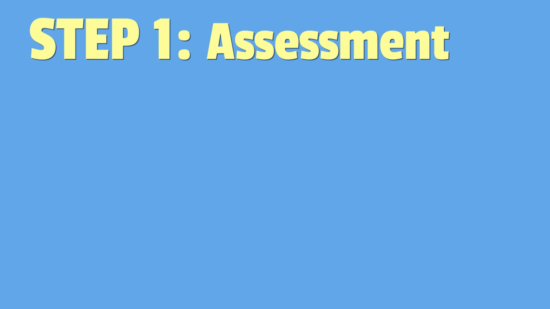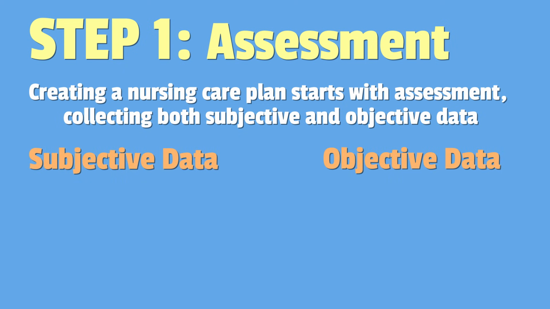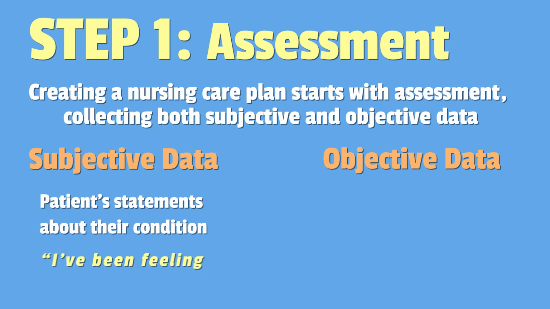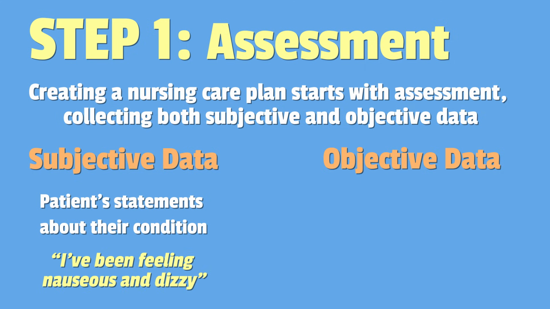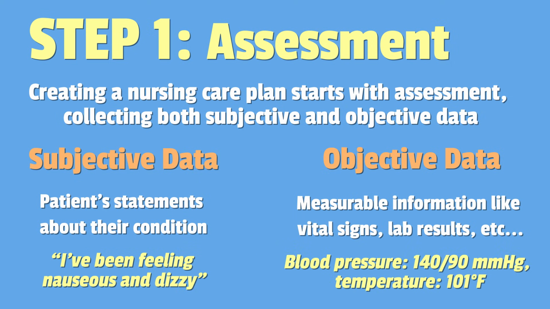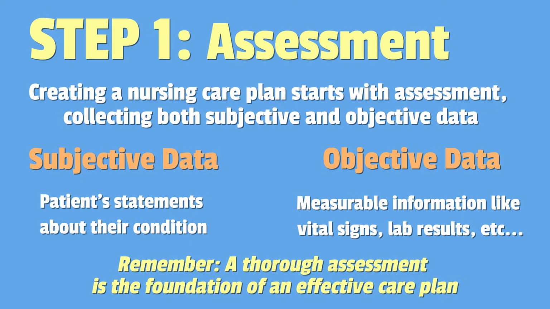So the first step in creating a nursing care plan is assessment. This involves gathering both subjective and objective data. Starting with subjective data, this includes the patient's statements about their condition. For example, "I've been feeling nauseous and dizzy." Now, objective data includes measurable information like vital signs, lab results, and physical examination findings. For example, a blood pressure of 140/90 and even a temperature of 101. Remember, a thorough assessment is the foundation of an effective care plan.